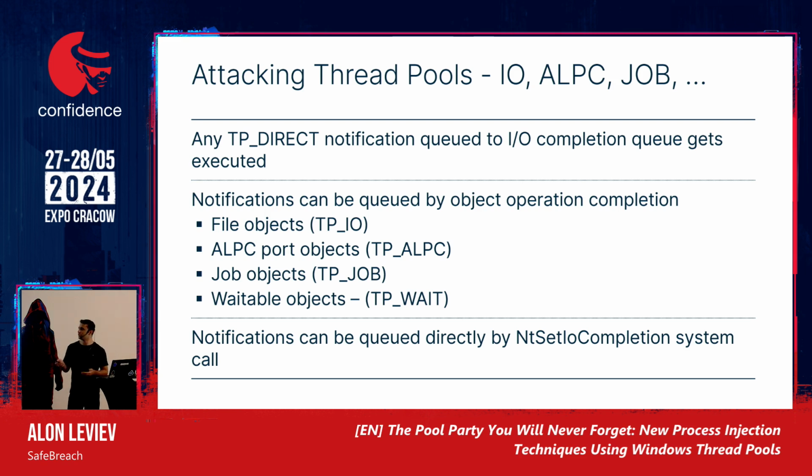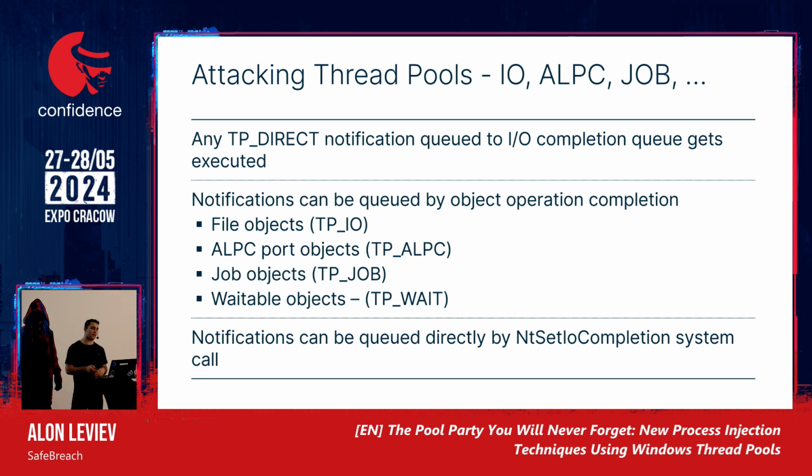So basically, by using this, you can also achieve shellcode execution with other legitimate actions, such as when an event is set, you can execute a shellcode. When assigning a process to a job object, you can execute a shellcode. And also when connecting to ALPC ports, all very legitimate actions.